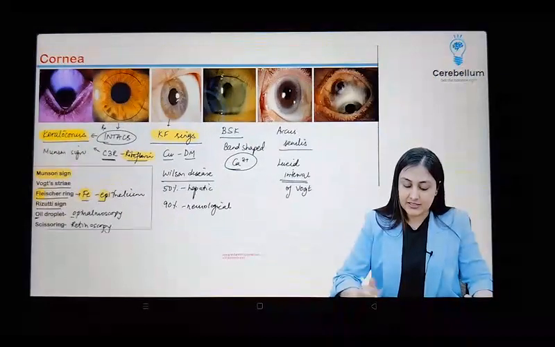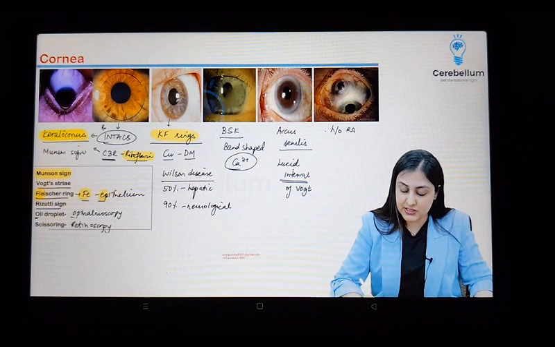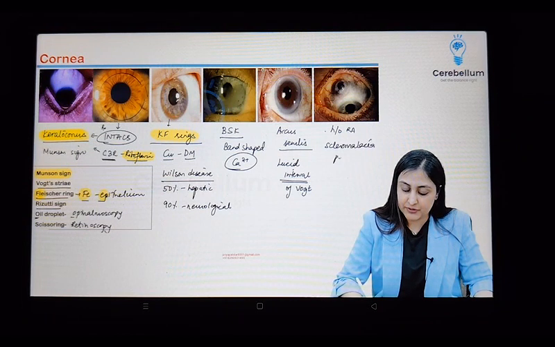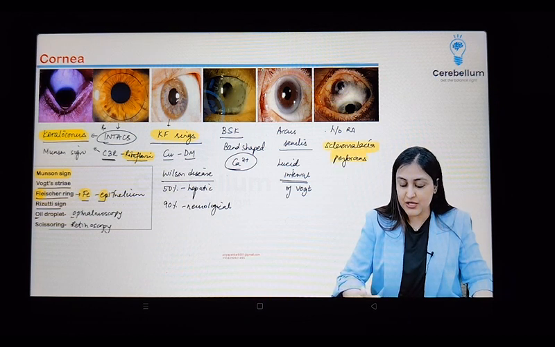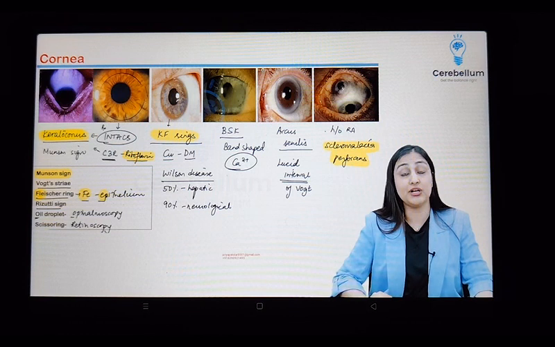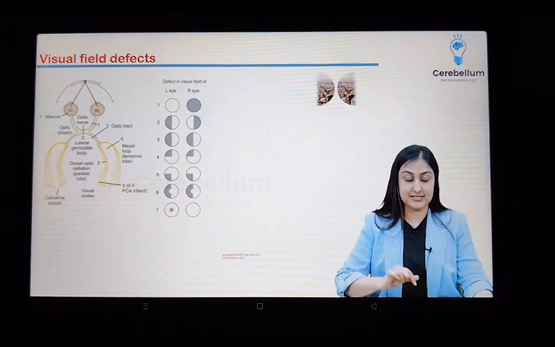This is again last year NEET question. They will give you history of rheumatoid arthritis and they give you this appearance. This is a complication of scleritis known as scleromalacia perforans. Alright, so this is perforation of the sclera. You can see this iris coming out. So this is a complication of rheumatoid arthritis. Okay, so this is about all of the images in cornea which can be tested.